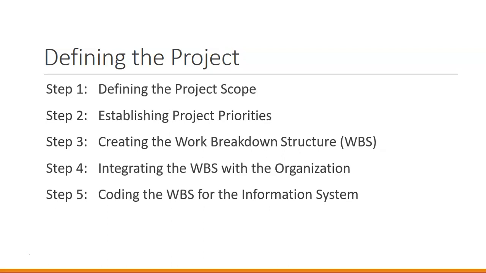And there are steps in scheduling the projects. Step one is defining the project scope. Scope is what does the project entail? What is the hoped for ending product? What things does the customer want when they're looking at the project? From there, then we can establish the project priorities.